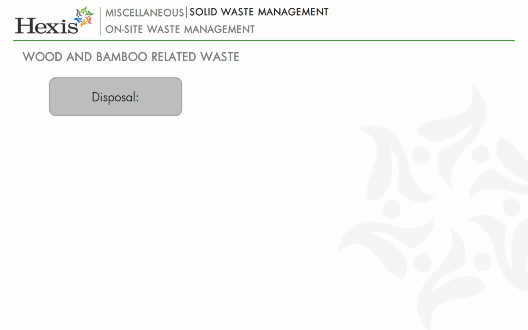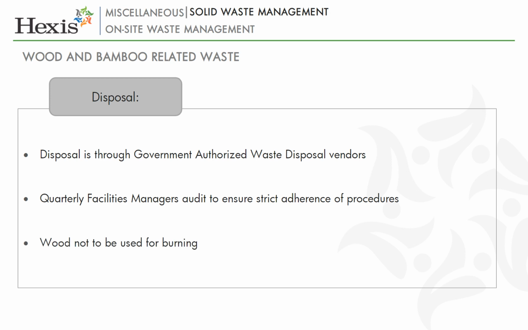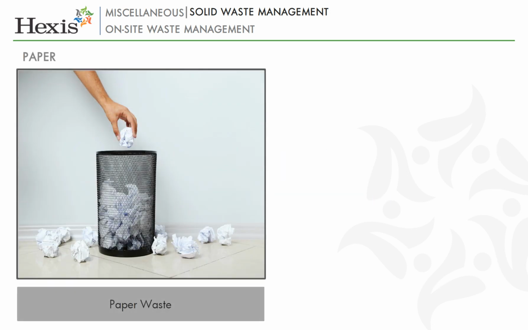Now, let's see how to dispose wood and bamboo-related waste. Wood and related products are disposed through government-authorized waste disposal vendors. Vendors' premises are to be audited by facilities managers on a quarterly basis to ensure strict adherence of procedures approved by local legislations. At no point of time is wood to be used for burning purposes inside or around the premises. The next category of waste is paper waste.